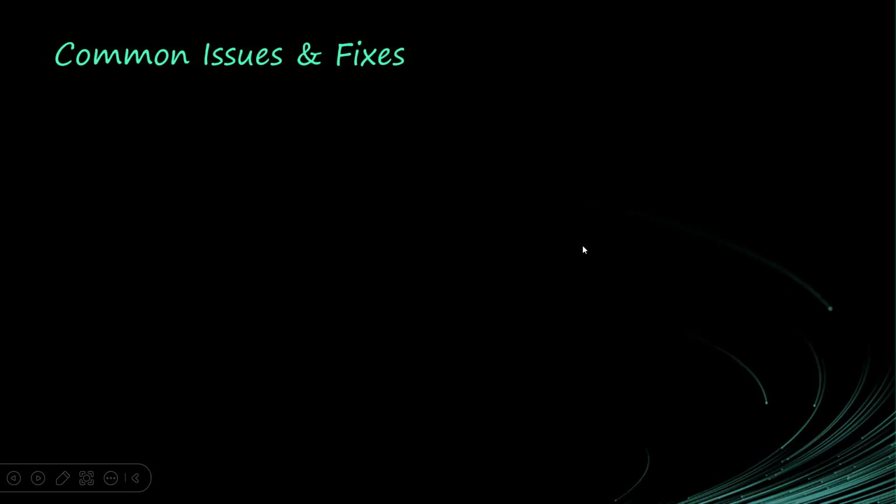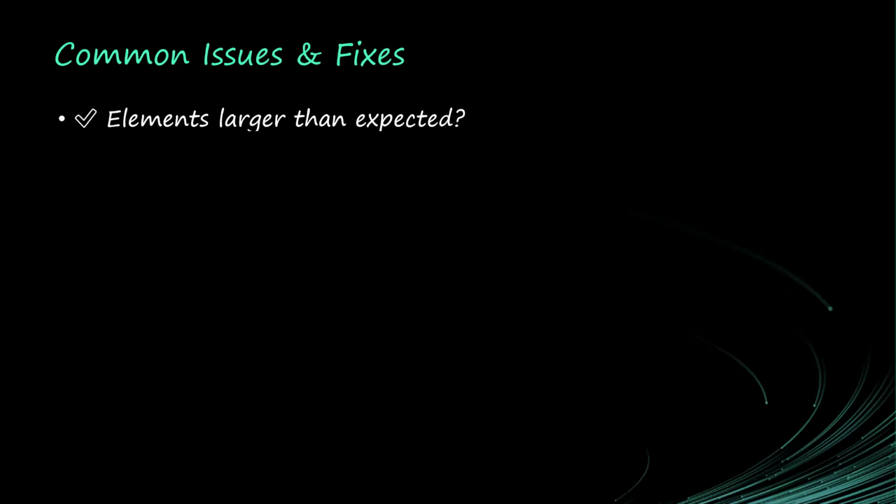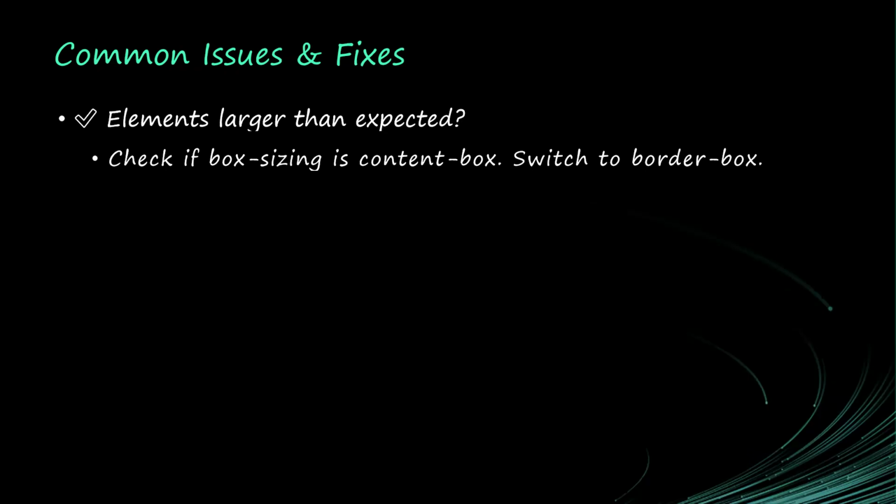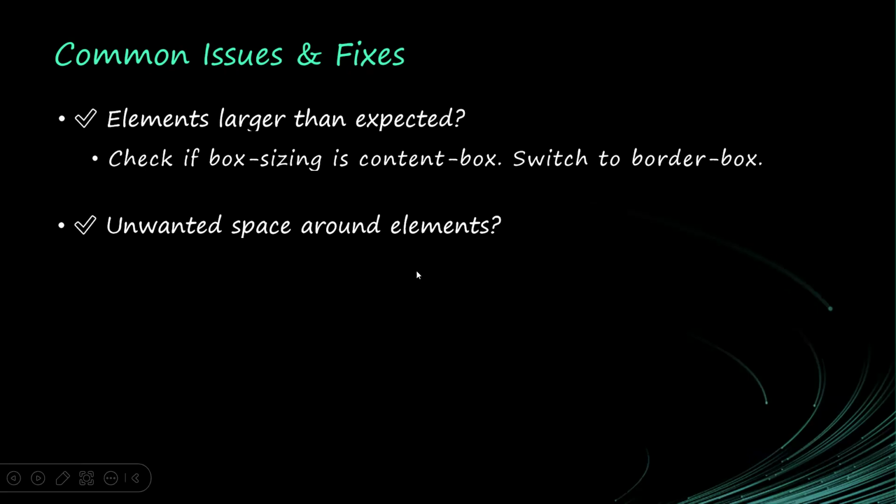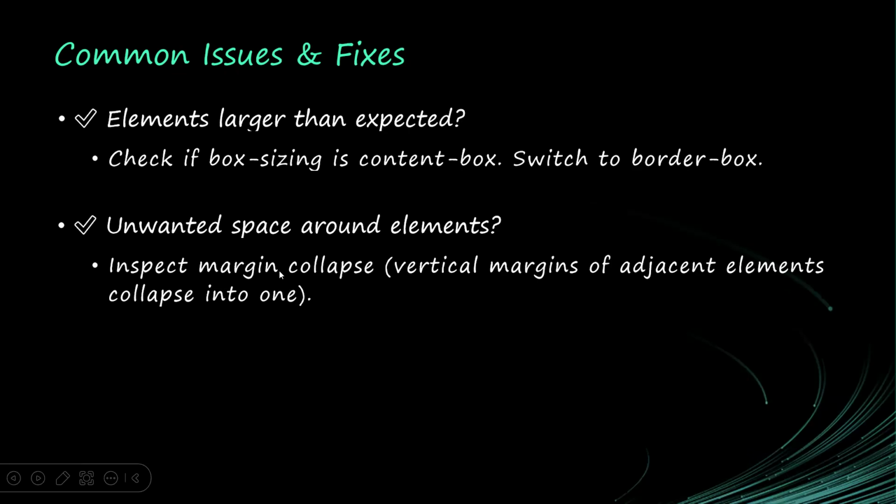You can predict them. So, common issues and fixes. Elements can be larger than expected. When they are larger than expected, check your box sizing. Check if your box sizing is content-box. Switch it to border-box. Always try to put your universal selector to be border-box. Unwanted spaces around elements. There could be unwanted spaces around elements, so inspect your margin collapse. There's something we call margin collapse.